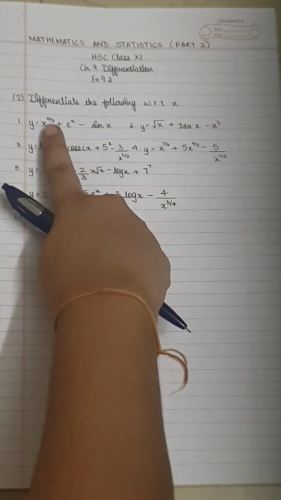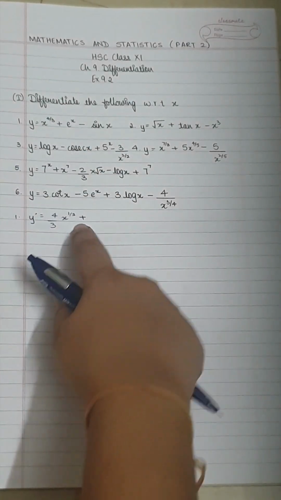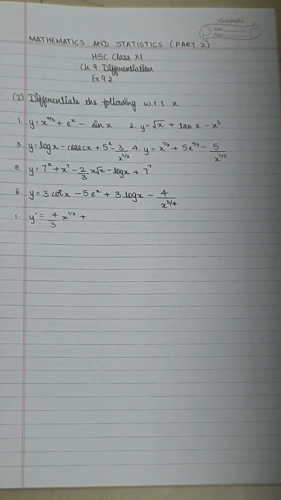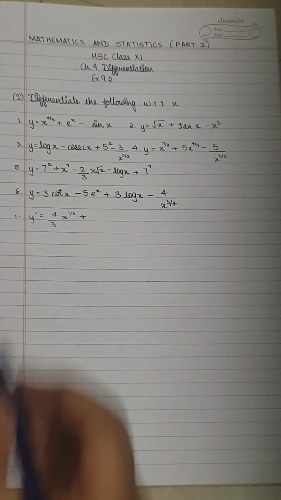So here there's a plus, so you write the differential of this term plus differential of e raised to x. Common knowledge, differential of e raised to x is e raised to x.